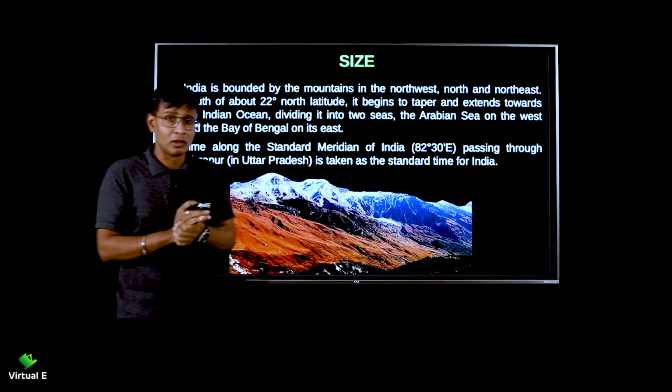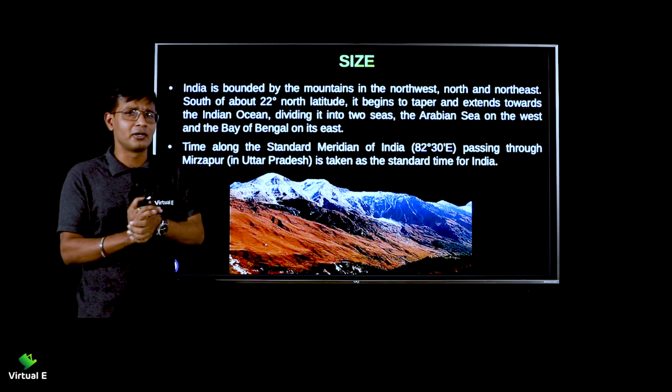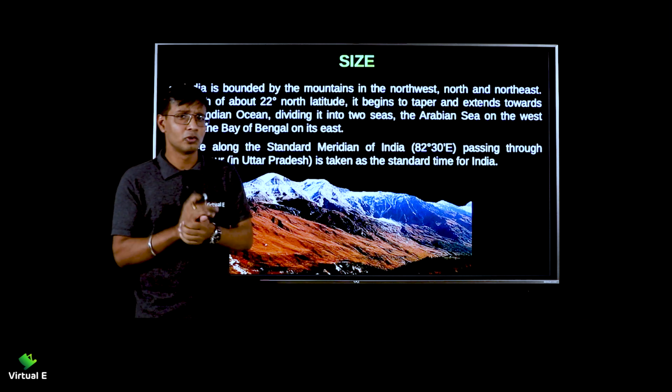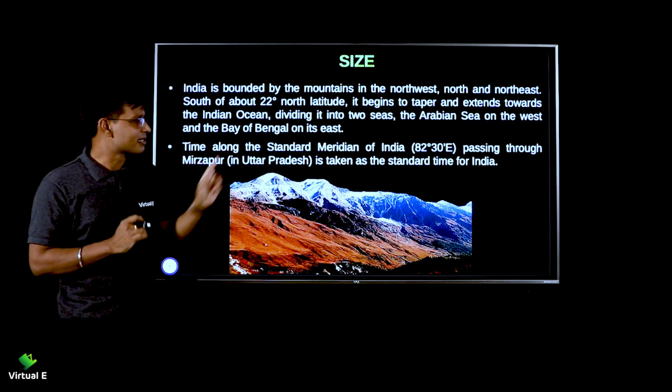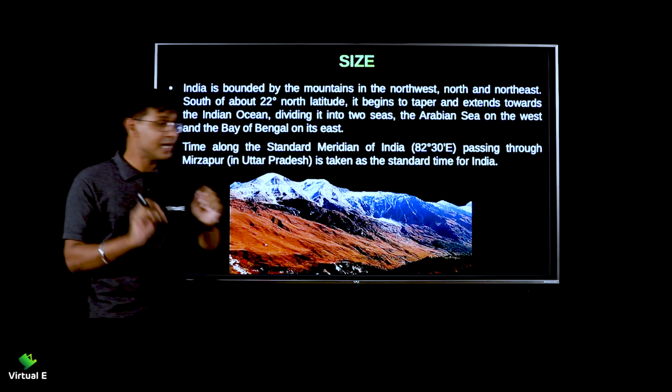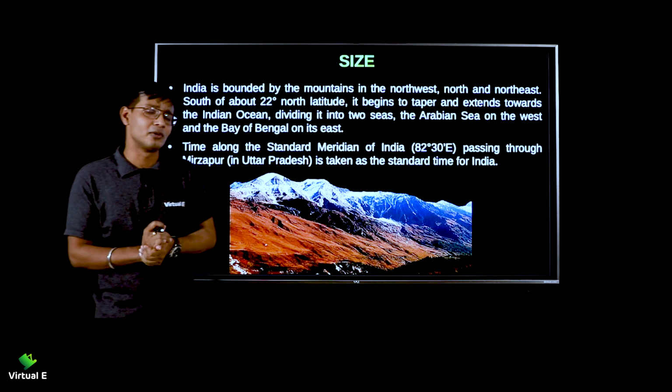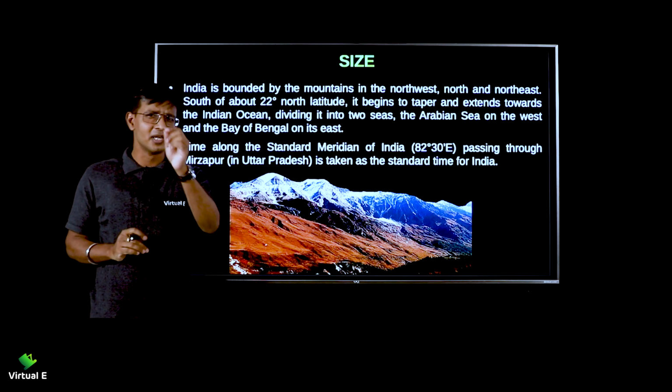There's another line, a longitudinal line, which divides the country almost into 2 equal halves. This is longitudinal, not latitudinal, so this is not TOC. We call it the standard meridian. The degree is 82 degree 30 minute east, passing through a city in eastern Uttar Pradesh known as Mirzapur.